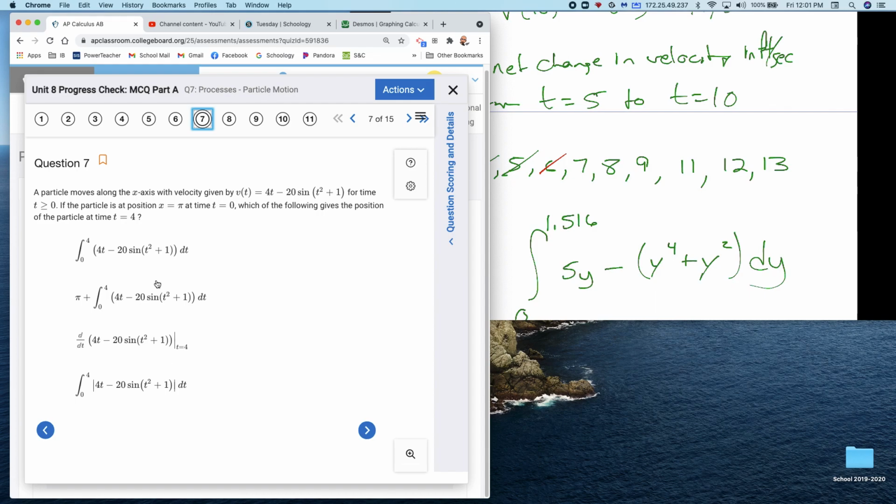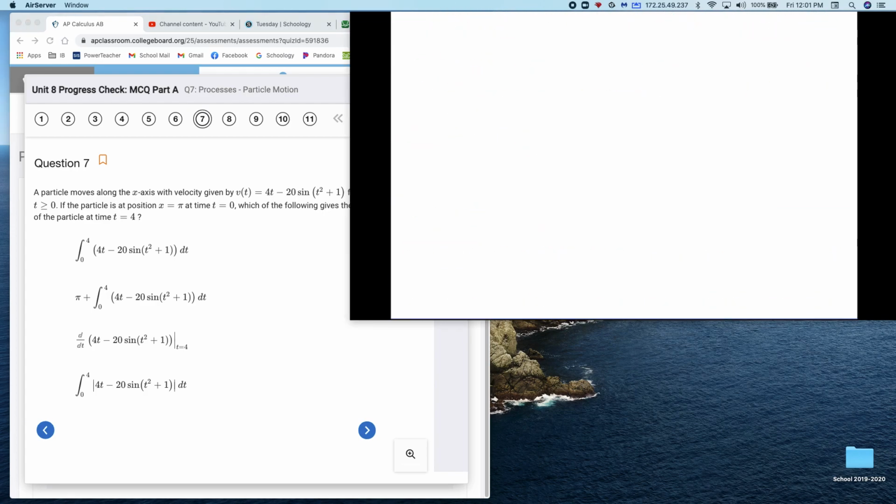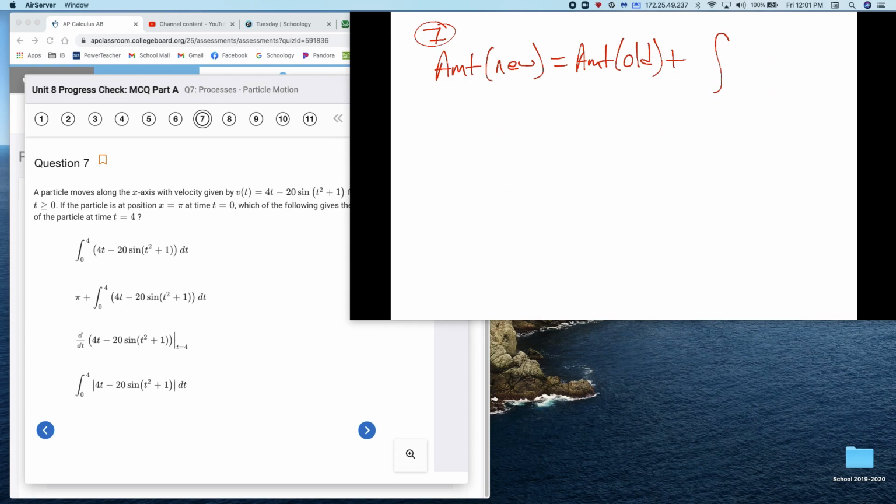The only difference between A and B is this pi out here. And you might wonder, where did that come from? That comes from the original position. So the key concept of this problem is, if you're looking for some amount new, that's equal to the amount old plus the integral from the old to the new of the rate.